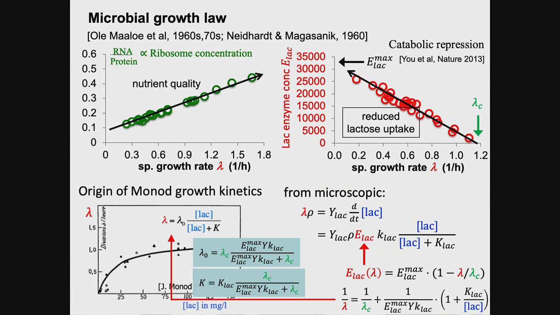And then you can ask, what happens when the nitrogen source changes, for example? Well, when you change the nitrogen source, then this lambda C is changed. So depending on where you are, you get different results. So this lactose growth rate is here. For lactose, it's limited by the other. So if you reduce the nitrogen source, lambda C will shift down, and then everything will shift.